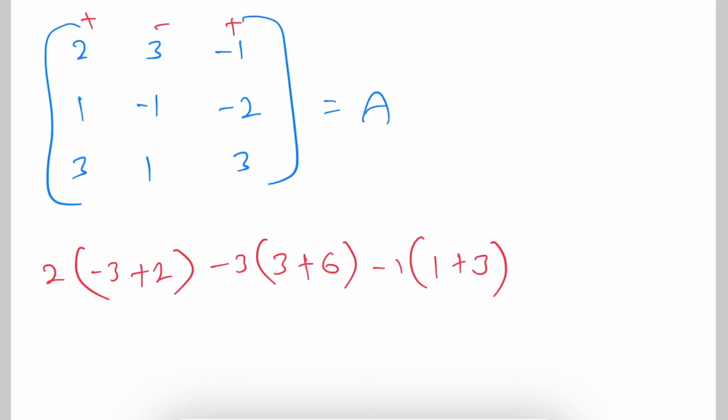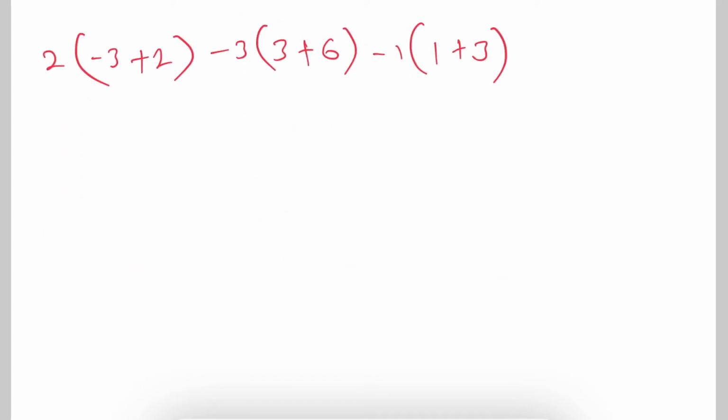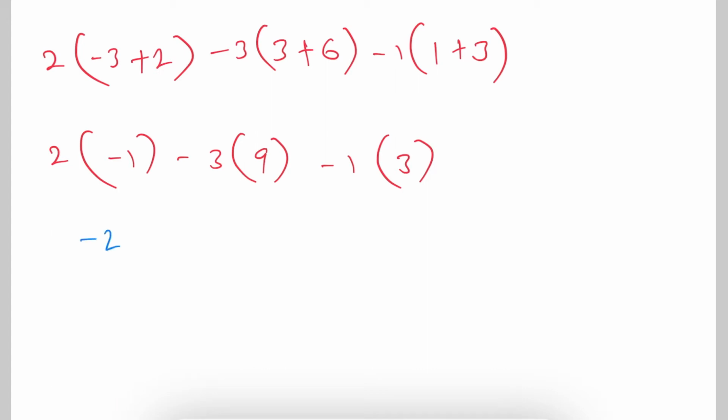Okay, now let us simplify this. 2 into minus 3 plus 2 minus 1, minus 3 into 3 plus 6 is 9, minus 1 into 1 plus 3 is 3. So 2 into minus 1, minus 2, minus 3 into 9, minus 27, minus 1 into 3, minus 3. So if we simplify this, what will we get? Minus 27. Oh, sorry, here it is 1 plus 3 is 4, right? So it will become minus 4 then. Okay, minus 27 minus 2 is minus 29, minus 29 minus 4 is nothing but minus 33.